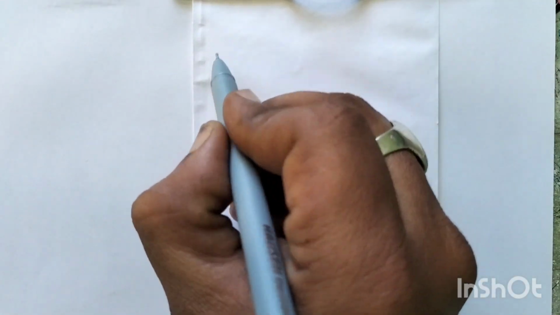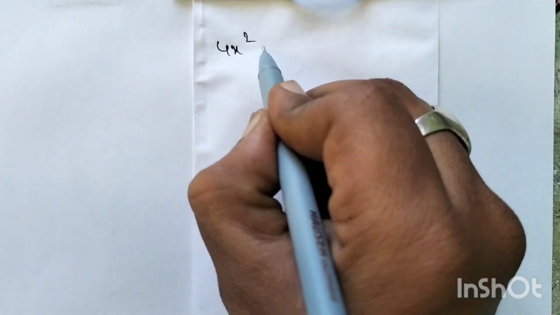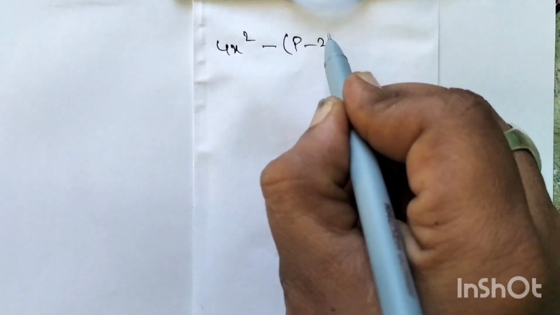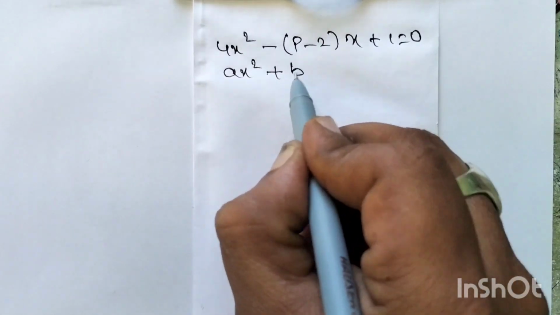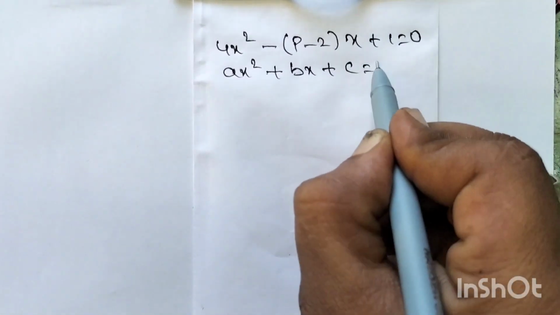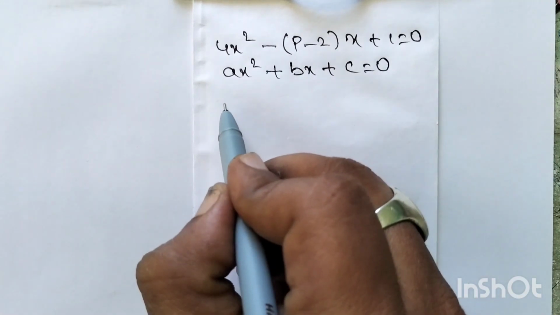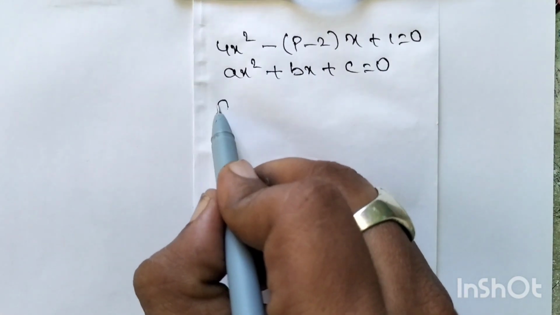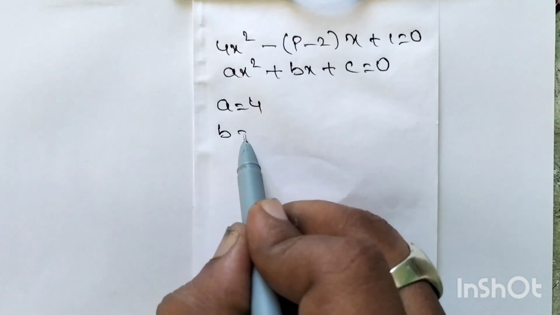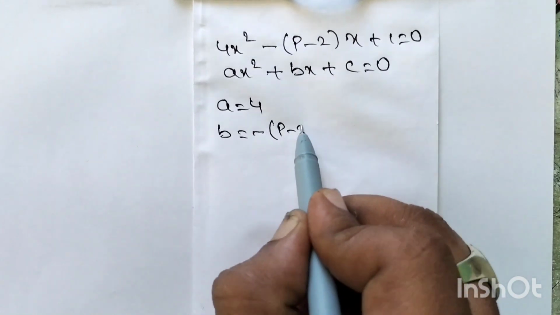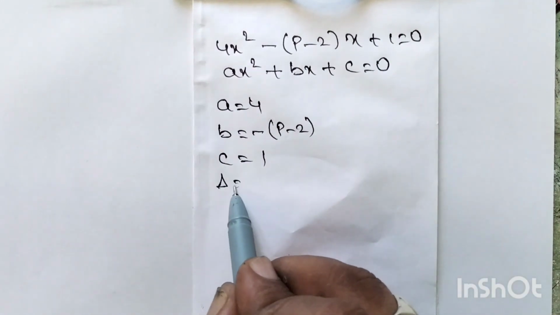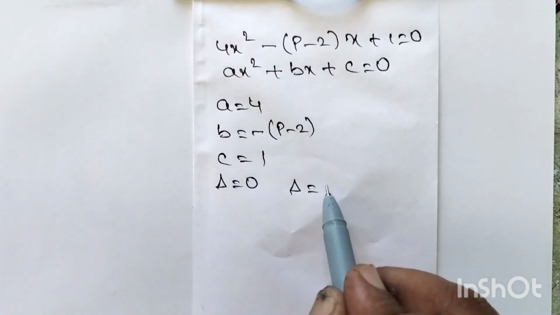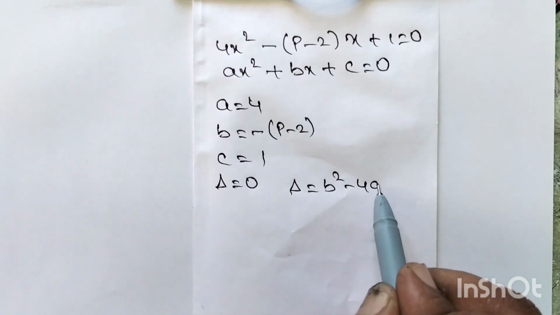So what is the question given? 4x square minus p minus 2 into x plus 1 is equal to 0. Compared to standard form, ax square plus bx plus c is equal to 0. So now if you compare it, a is equal to 4, b is equal to minus of p minus 8, and c is equal to 1. So delta is equal to 0. So delta is equal to b square minus 4ac.